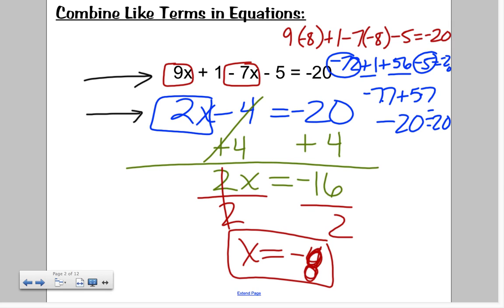So I know the check looks huge, but if you have multiplication in two places, do them at the same time maybe. That might help. Okay? Any questions on that? All right, let's do the next one.